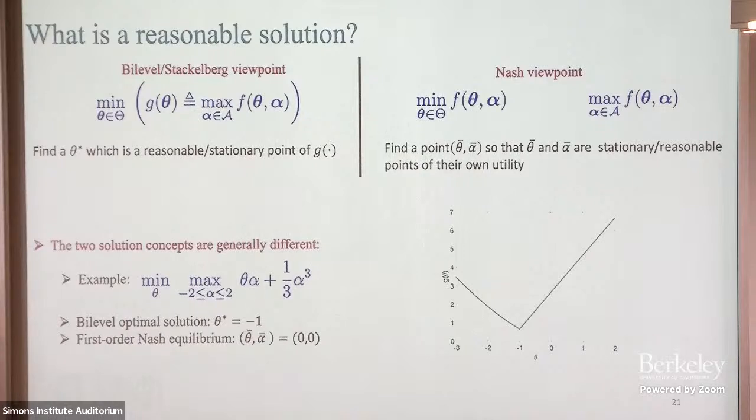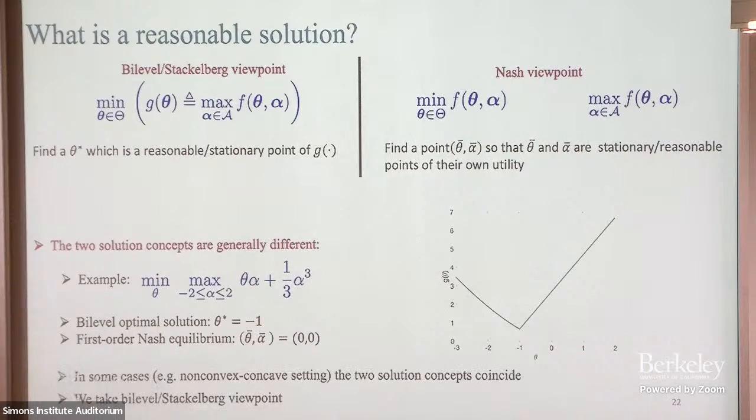But if you look at it from the game perspective, the Nash equilibrium, or first order Nash equilibrium, or the solution to the VI, is 0 and 0. So the solution concepts don't necessarily coincide. But in some cases, such as non-convex concave, when your F is concave in alpha and you have a compact set A, then the two solution concepts coincide.